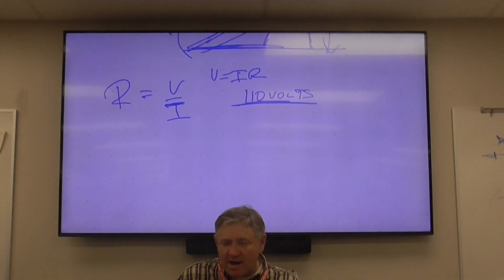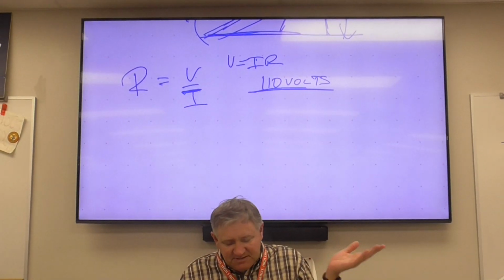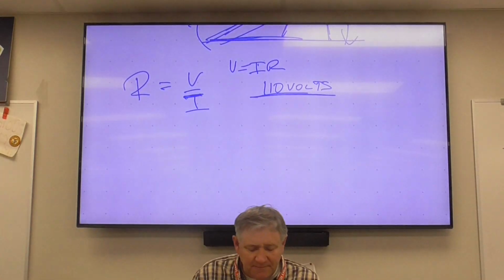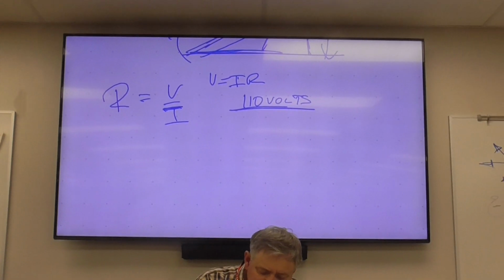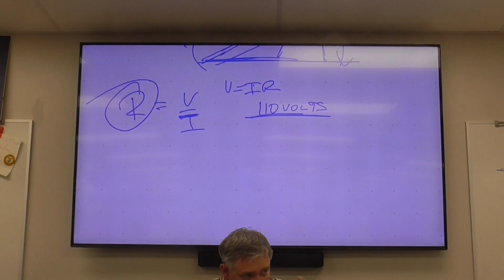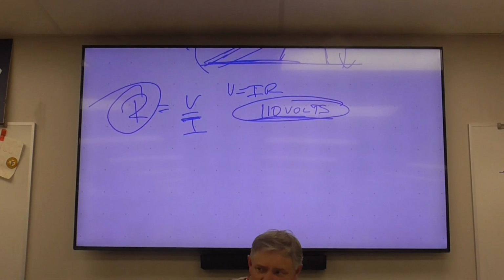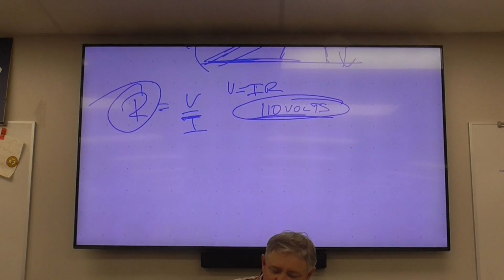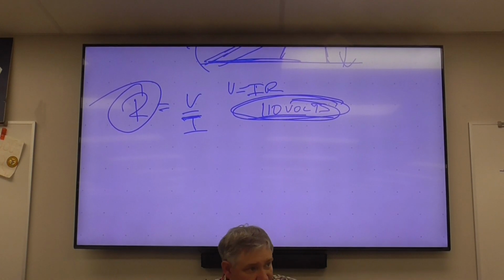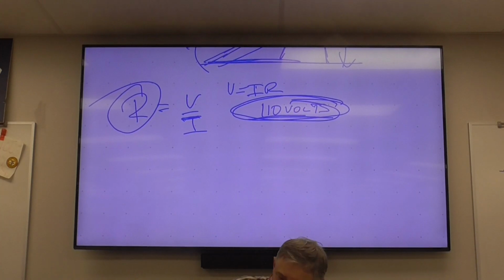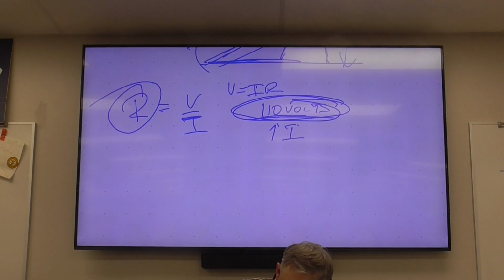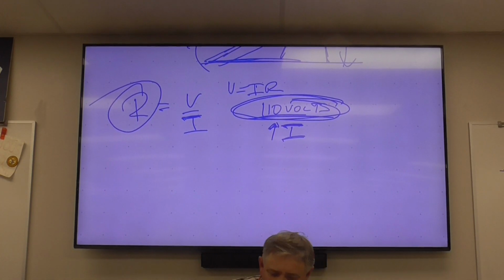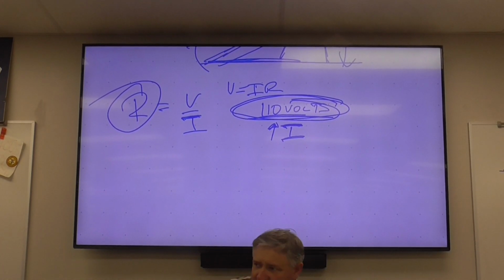Say your typical household current runs on 110 volts, which is a stupid low voltage. If you look at this in terms of a mathematical relationship, you have to focus on what you're holding constant and what you're going to change. So if your voltage drop measured across two points stays the same, and you increase the current that goes through it, then what's going to happen to your resistance?